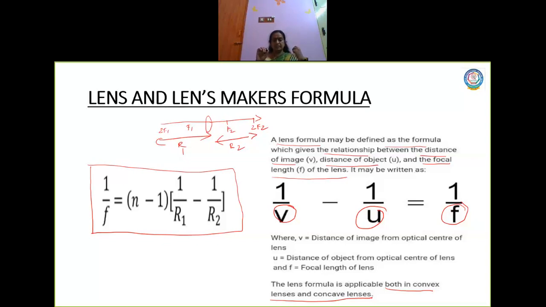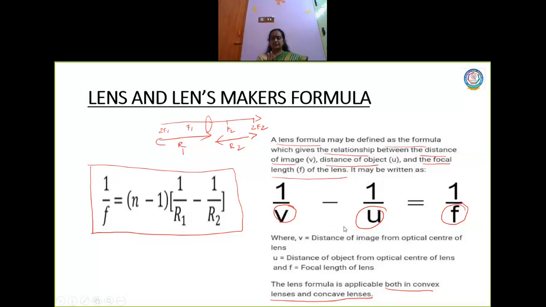So to know all these things and the refractive index, we go for this lens maker formula, which relates refractive index and radii of curvature, given by 1 by F is equal to n minus 1. It may be n minus 1 or mu minus 1. In your textbook, refractive index is represented as mu. So it is mu minus 1 into 1 by R1 minus 1 by R2. So this is about lens and lens maker's formula. Now you remember just this formula alone. We will be using this formula to solve problems.